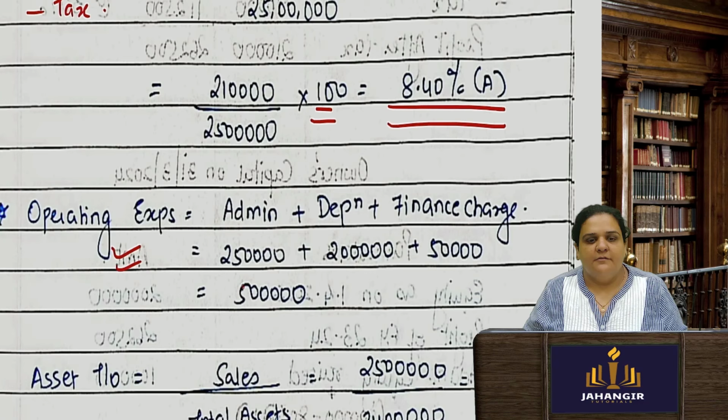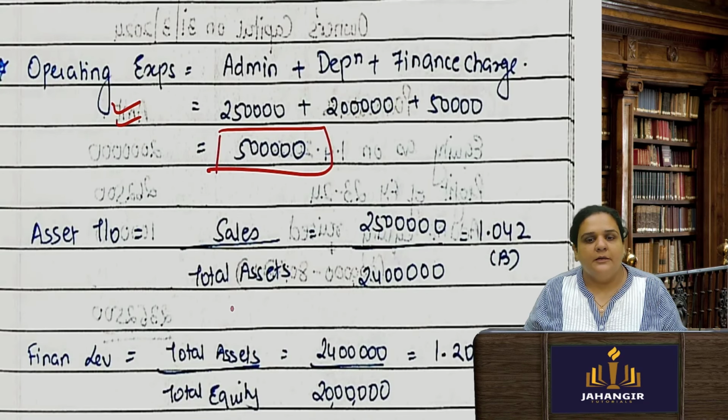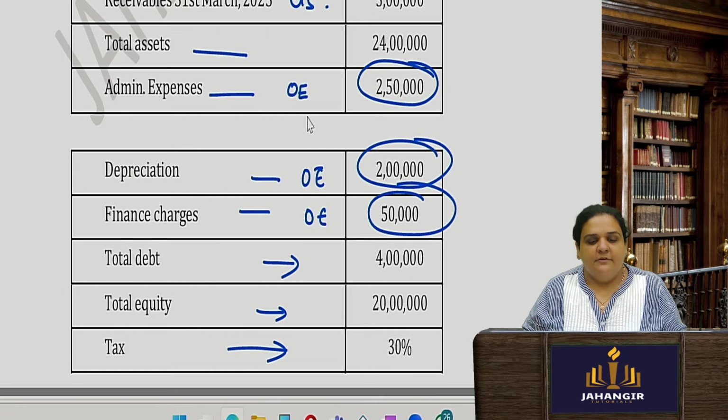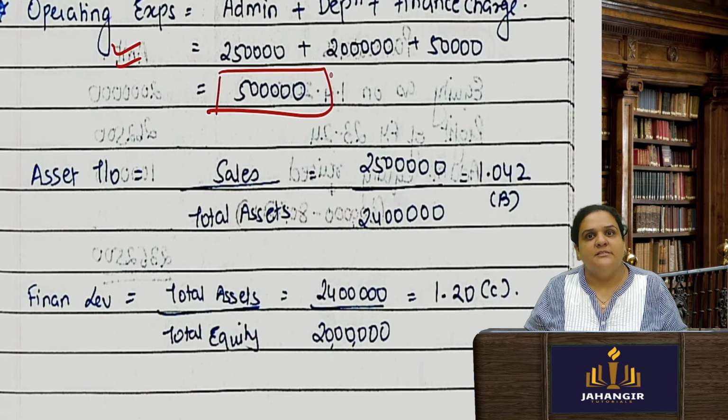Operating expense I have given over here. Asset turnover means sales upon total assets. Now tell me, total assets they have given me. Yes, they have given it over here: 24 lakhs. Sales 25 lakhs. Both are given. So 25 lakhs upon 24 lakhs.